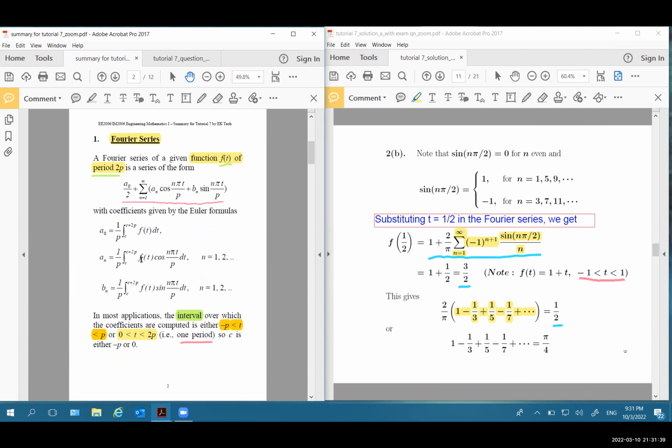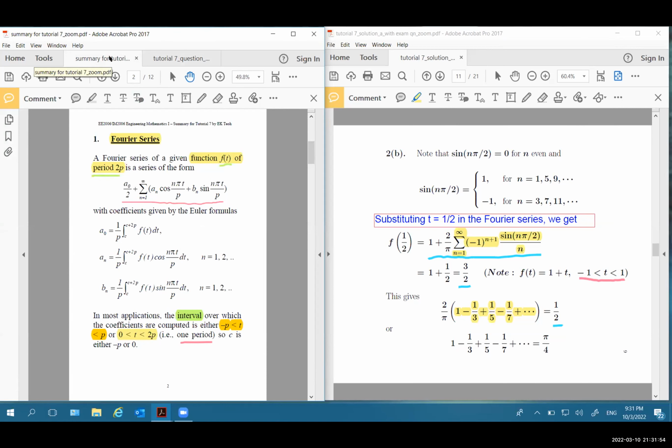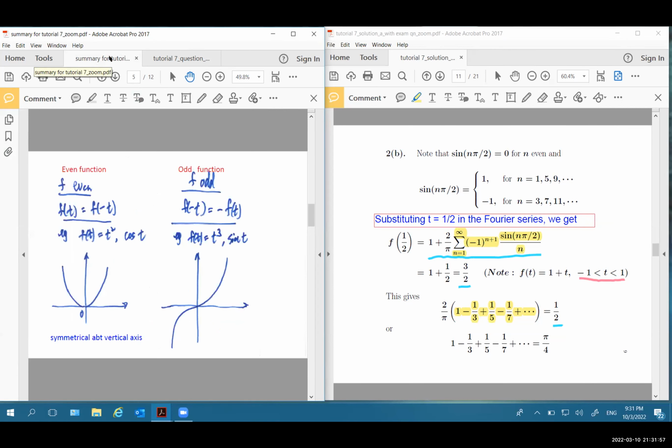Then even function times even function is even function. So when you integrate from minus p to p, you can just integrate from 0 to p and then multiply by 2. Basically, you integrate from minus p to p, so it's like the area under the graph. You can see it's symmetrical, so you integrate from 0 to p and then multiply by 2.